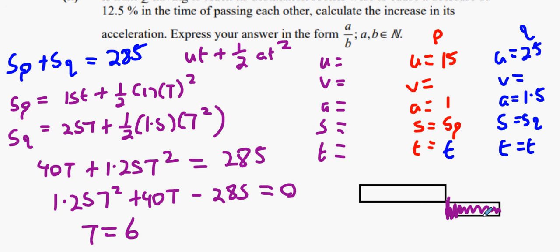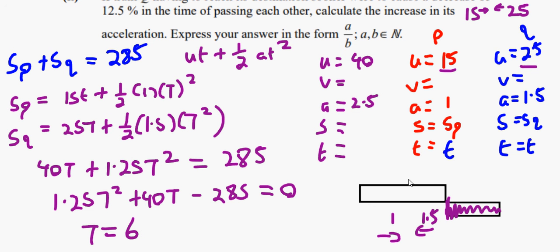So what's actually happening? Well, P is essentially going 40. Why is it going 40? Because in this case, if you're going 15 and the other one's going 25 and you're going towards each other, it's the same collision as 40 against 0. So that's 40 right there. If your acceleration is 1 and the other one's accelerating at 1.5 towards you, that's an acceleration of 2.5.